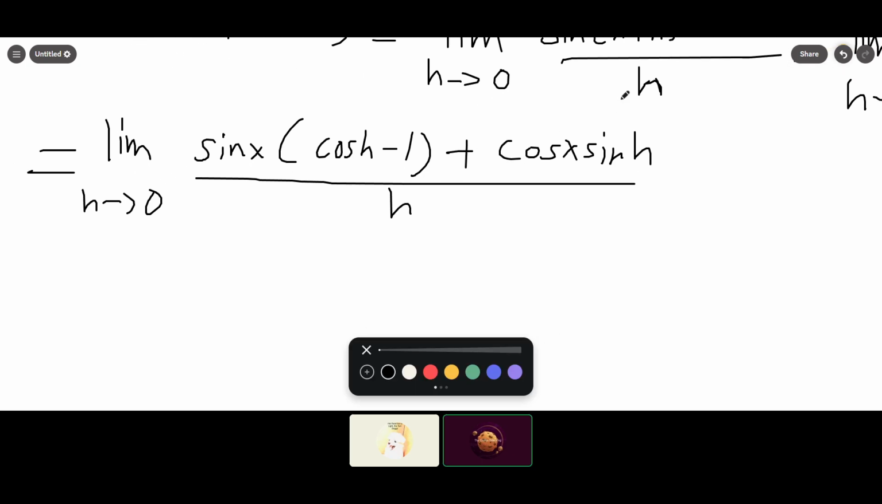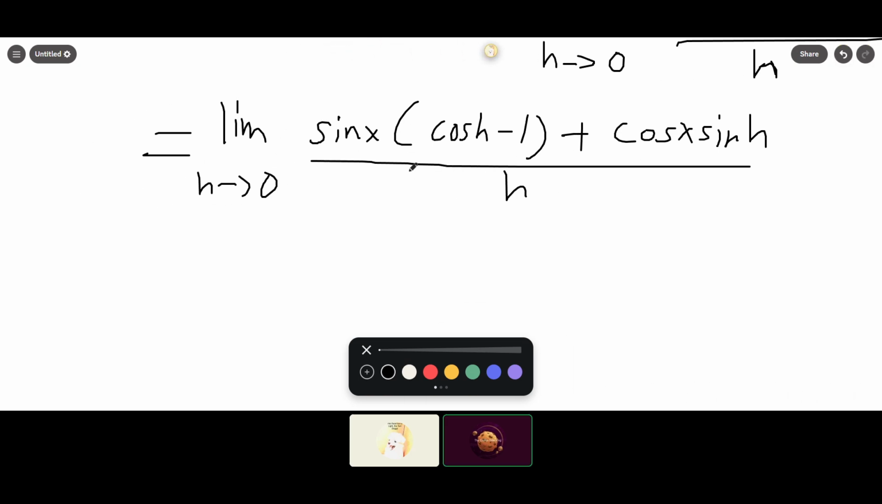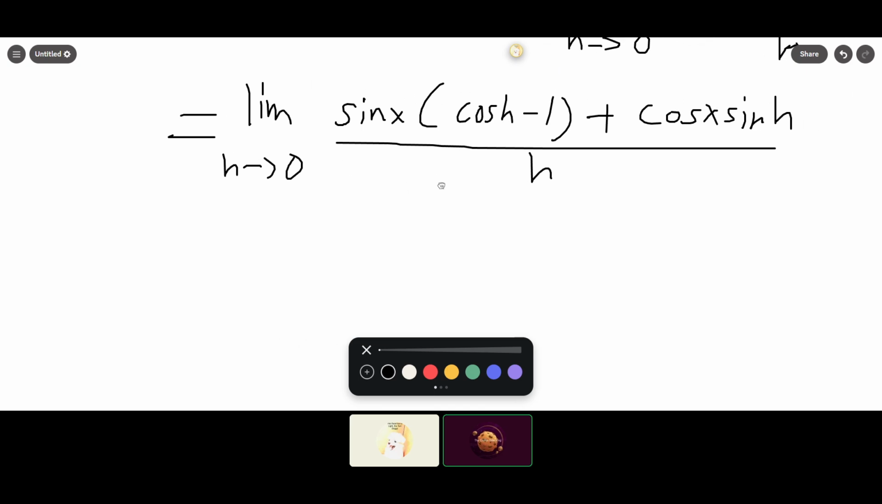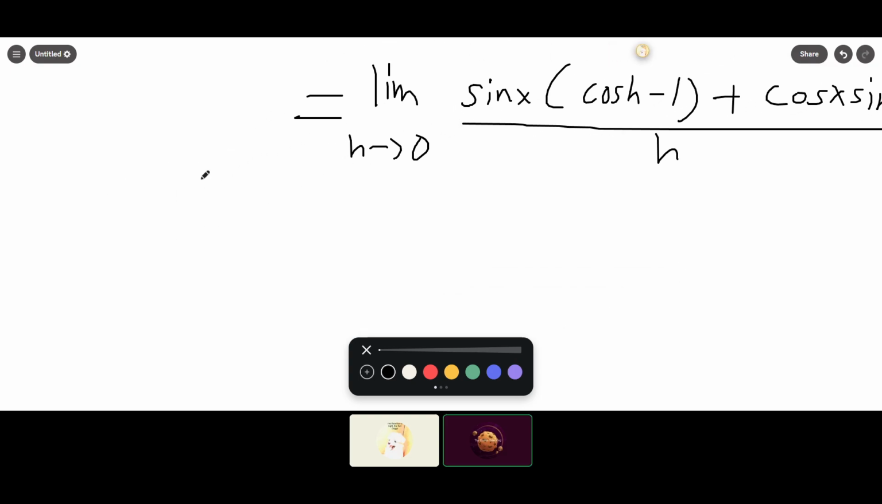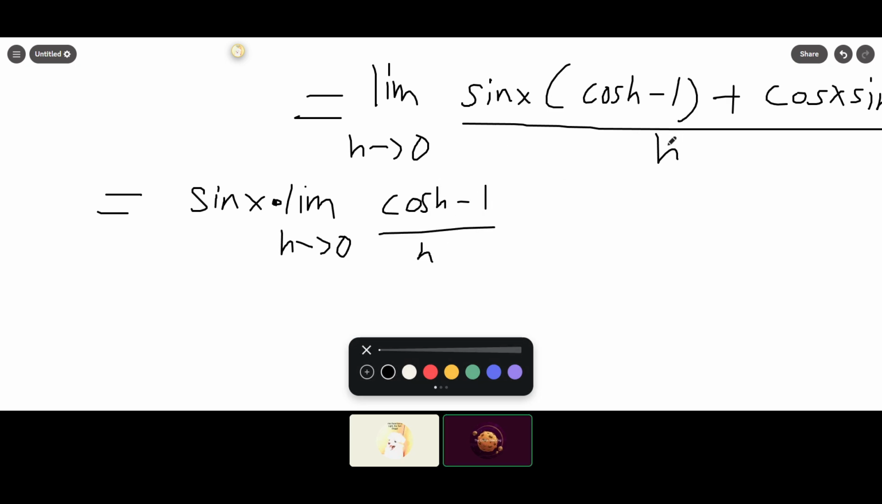So after this step, we can use a limit property. We can split this up into two different limits. And we can take the sine x out because the limit as h approaches 0 has nothing to do with x, so we can treat that as a constant. So this is sine x times the limit as h approaches 0 of cosine h minus 1, do not forget the over h because that's what we have.